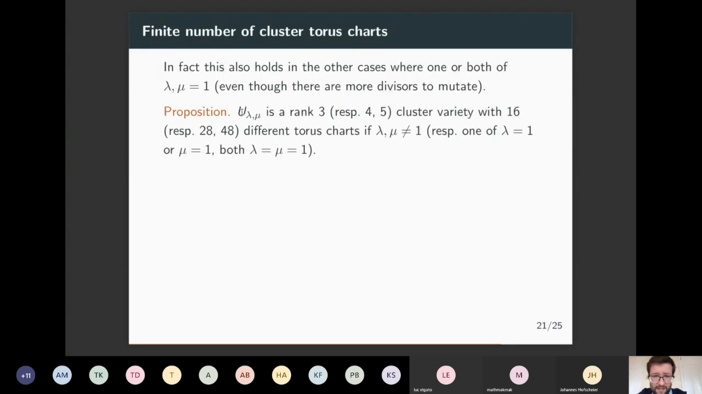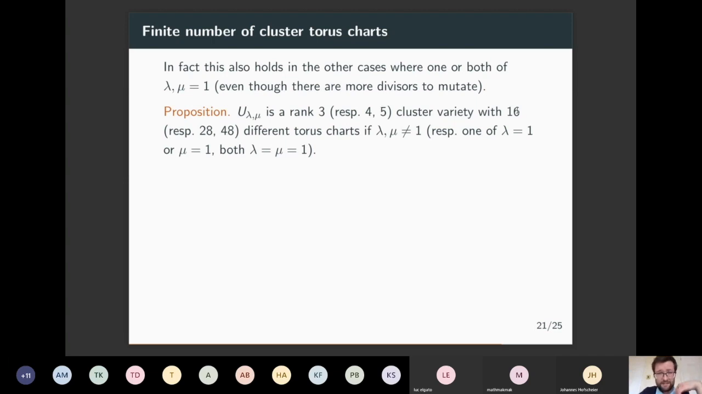So the fibers of this fibration, these affine Fano threefolds, they're cluster varieties, and their rank jumps as they become more degenerate. So the rank here is the number of divisors that I'm allowed to mutate at in any given seed. So generically, I have 3, but if one of the parameters becomes 1, I have 4, and if both of them become 1, I have 5.